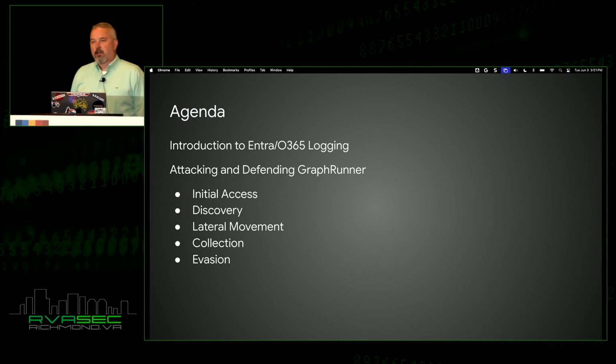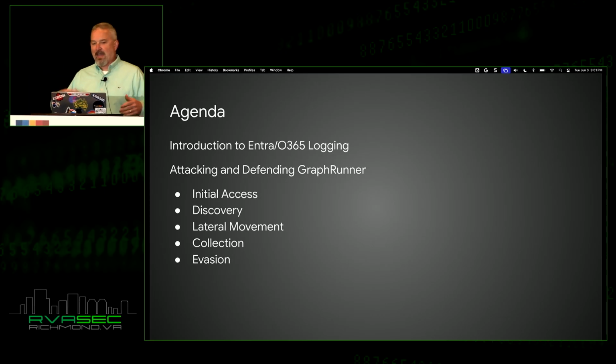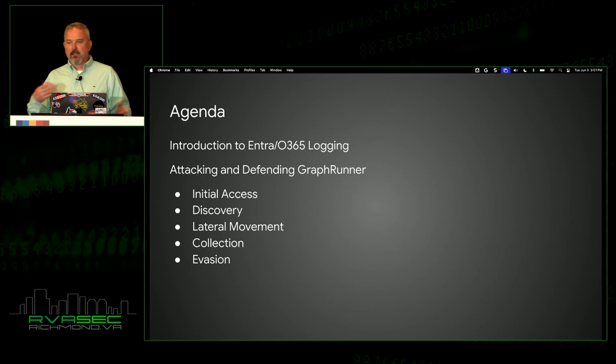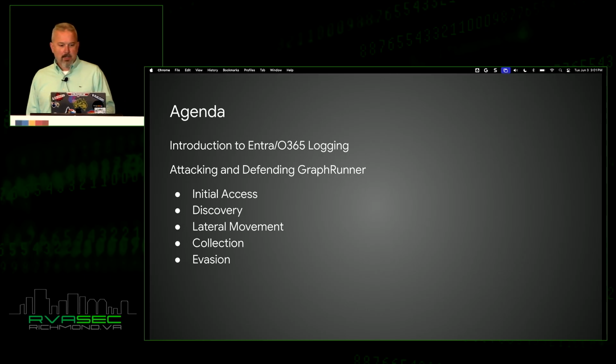As we're going to talk about this, I want to make sure that everybody has a baseline understanding of a couple of these things. So we're going to talk about Entra and O365 logging to start, and then we're going to look at this from an attack-defend perspective around GraphRunner, breaking this into a kill chain view of initial access, discovery, lateral movement, collection, evasion. These also happen to be aligned to some of the modules in GraphRunner, which you'll see as we go. So that's the background and where we're going to go with this today.